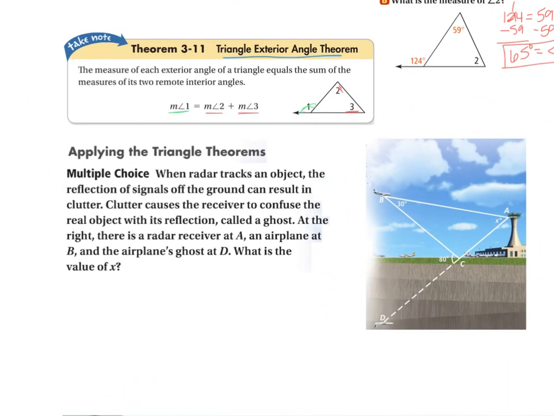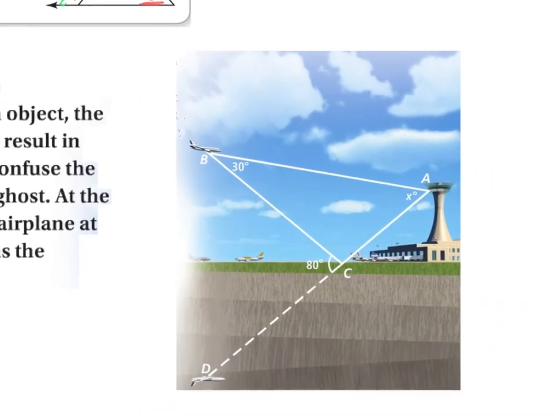Okay, last problem for this. When a radar tracks an object, the reflection of the signal off the ground can result in clutter. Clutter causes the receiver to confuse the real object with its reflection, called a ghost. At the right, there is a radar receiver at A, an airplane at B, and the airplane's ghost at D. What is the value of x?